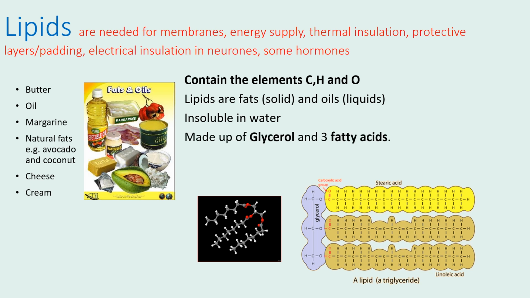Now, this is what makes them different to carbohydrates, because instead of being made up of lots of repeating monomers, they're actually made up of a glycerol and then 3 fatty acid chains that come off it. Glycerol will always be there, but the fatty acid chains can be different. Sometimes you only have 2 of them, but in most of them you have got 3.